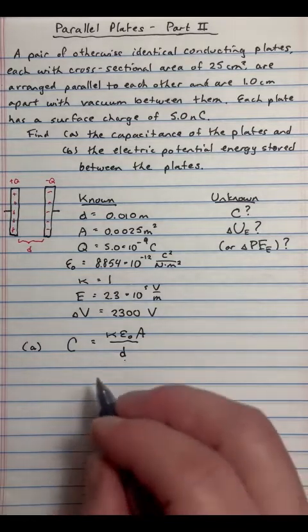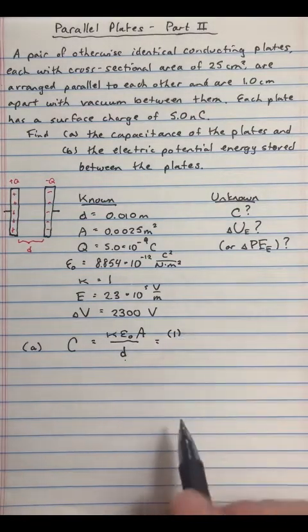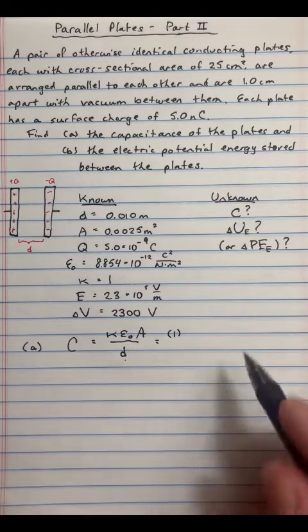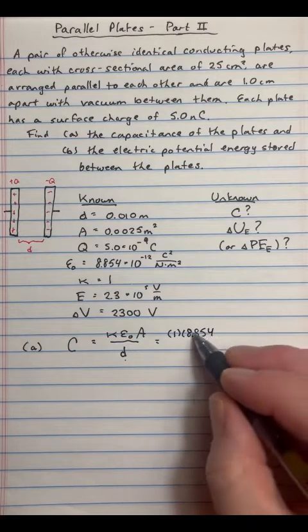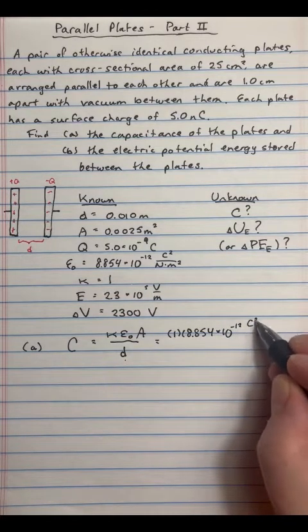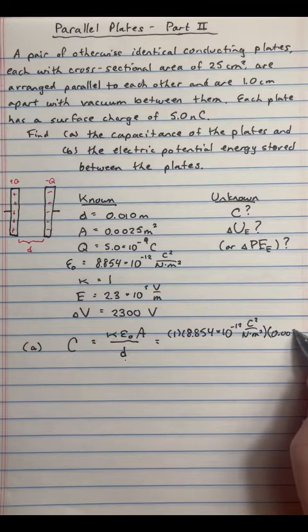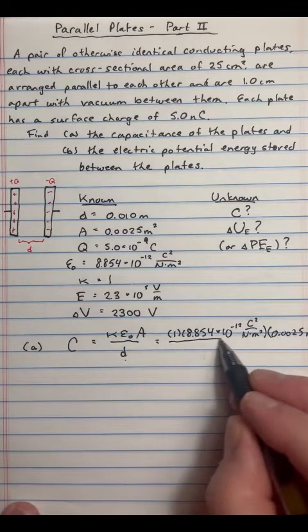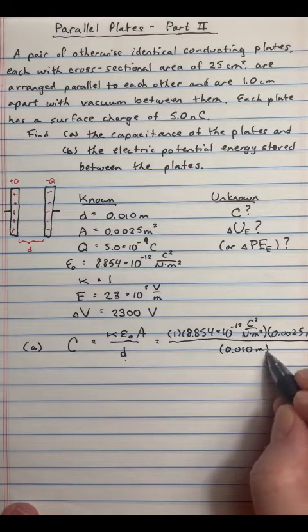All right, let's go ahead and plug in some numbers then. So it's vacuum, and by definition, the dielectric constant of vacuum is 1. Epsilon naught is 8.854 times 10 to the minus 12. And these are the units. A little complicated, but there they are. The area was 0.0025 square meters, like that. And then we are dividing by 0.010 meters here.